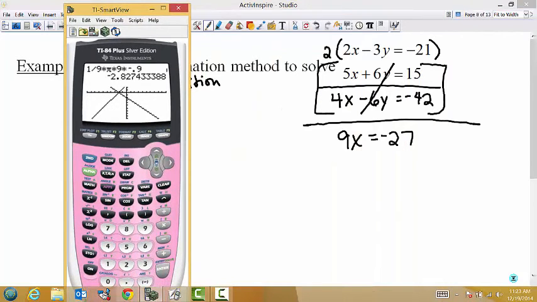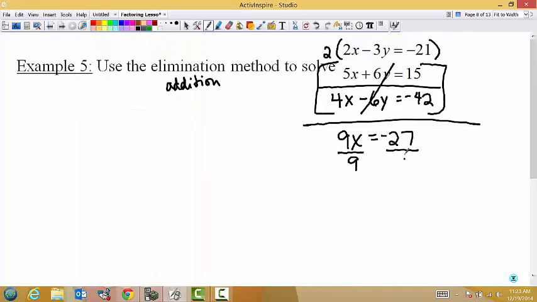Better check that. 15 minus 42. Yeah. And then I divide by 9. I get x equals negative 3.